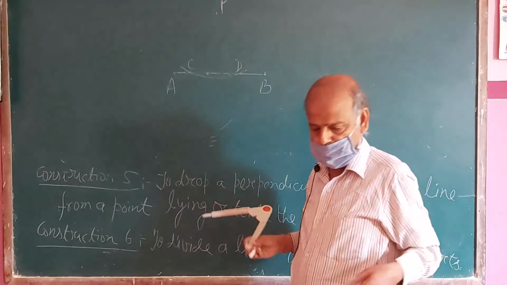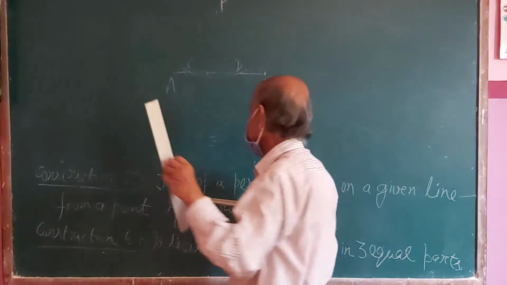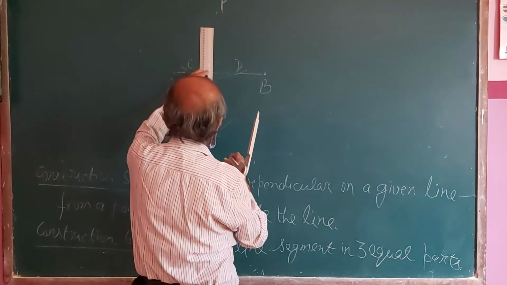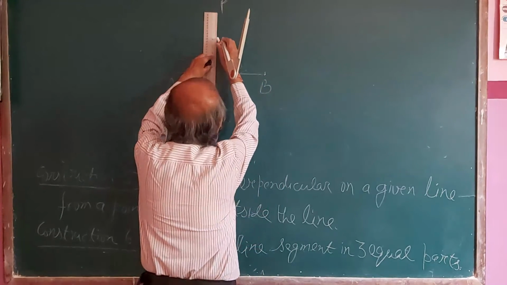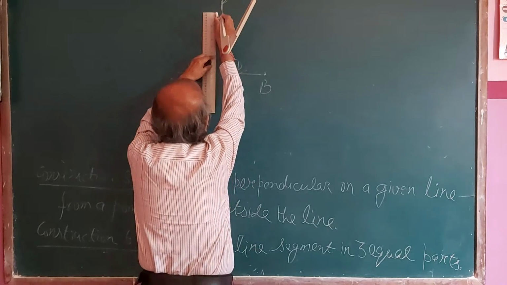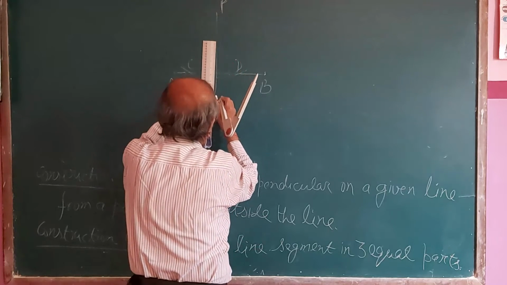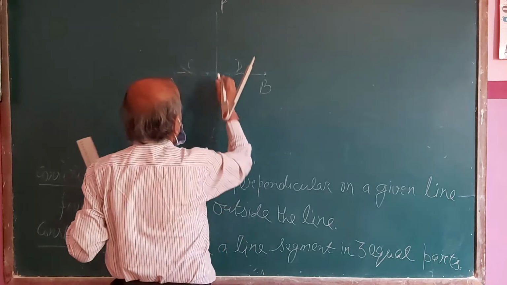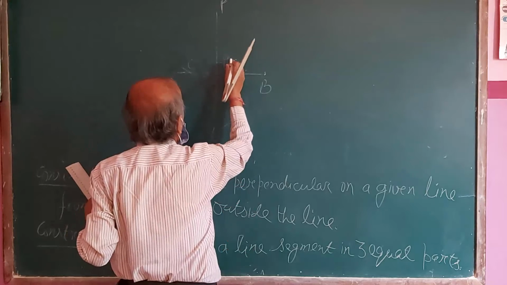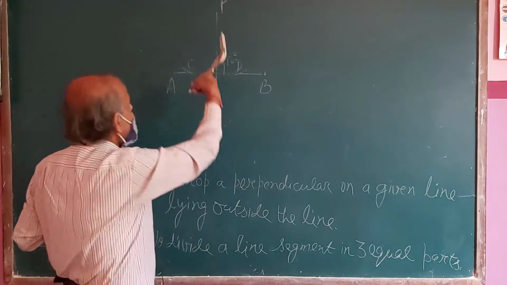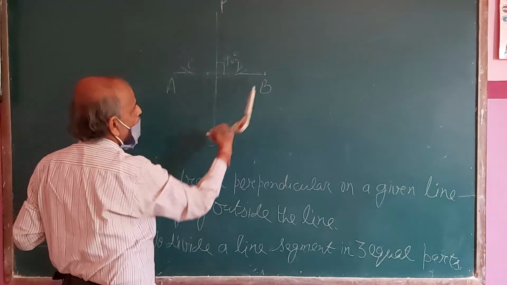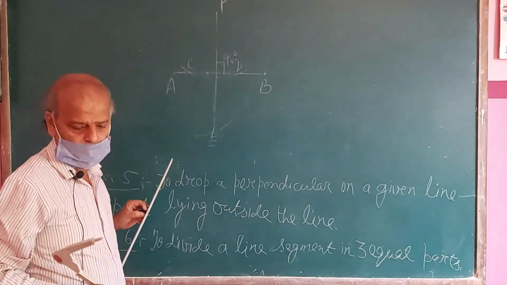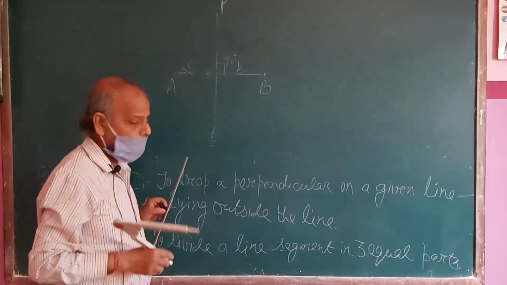Simply you have to join P and E. So, this is 90 degree too. You have dropped this perpendicular PE, which is 90 degree to AB. This is one method. But there is also another method available. That is also a very logical and good method.